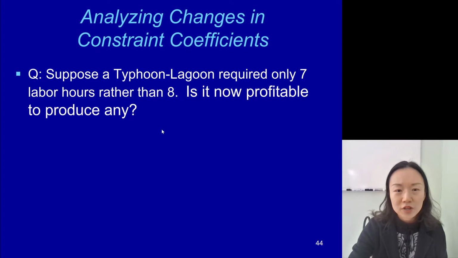And so if we look at this Typhoon Lagoon again, if instead of 8 units of labor, it now only requires 7 units of labor, will it be profitable to produce any? You see, this is related to analyzing changes in the constraint coefficients. If you recall, this 8 is used in that labor constraint as a coefficient, right?